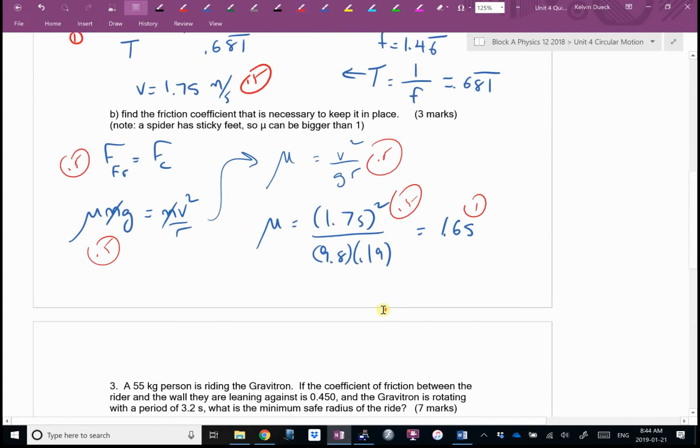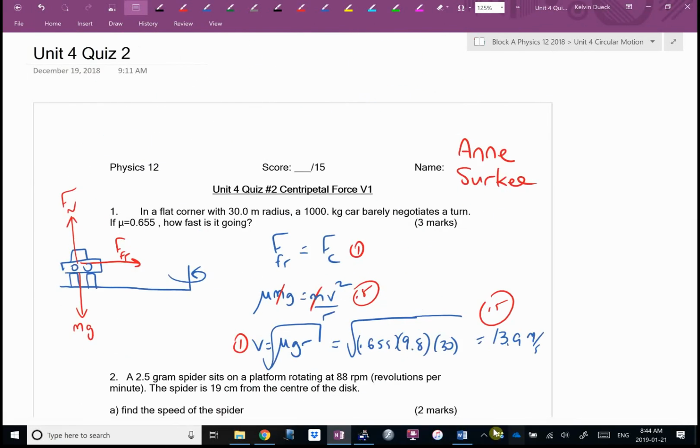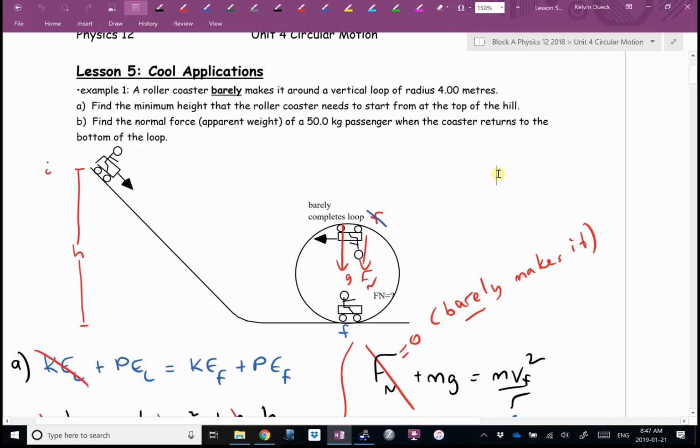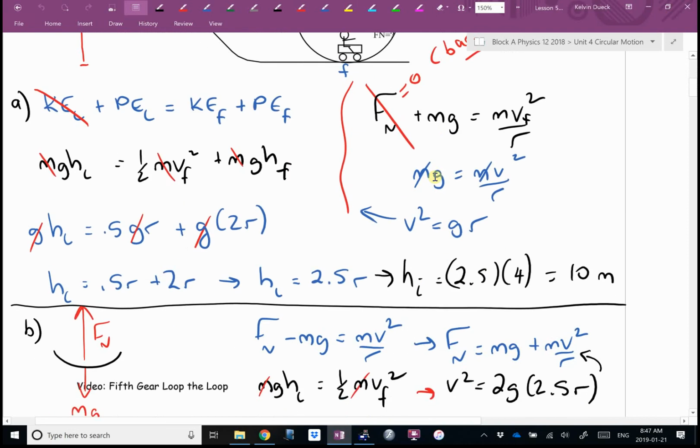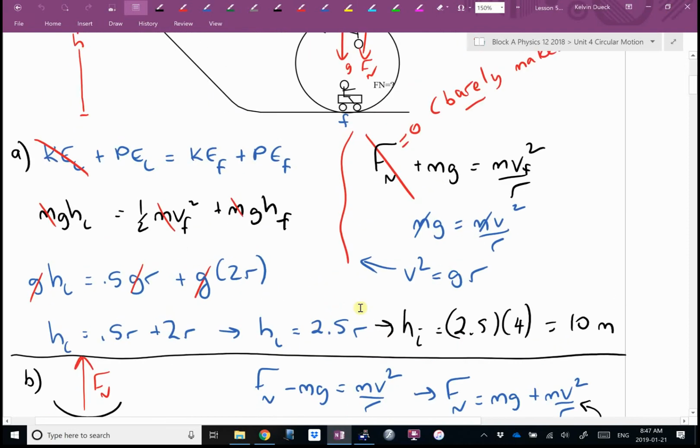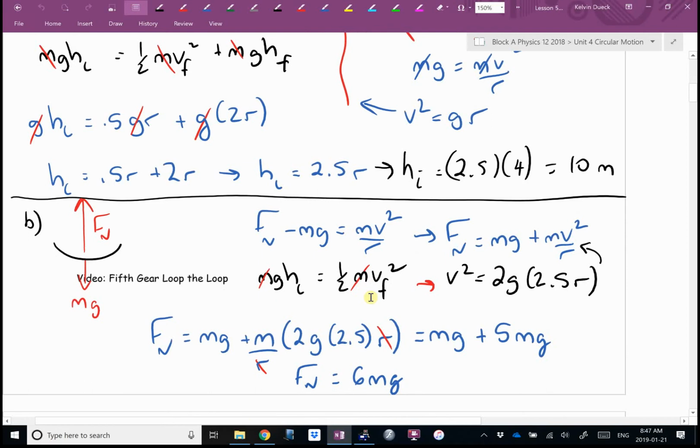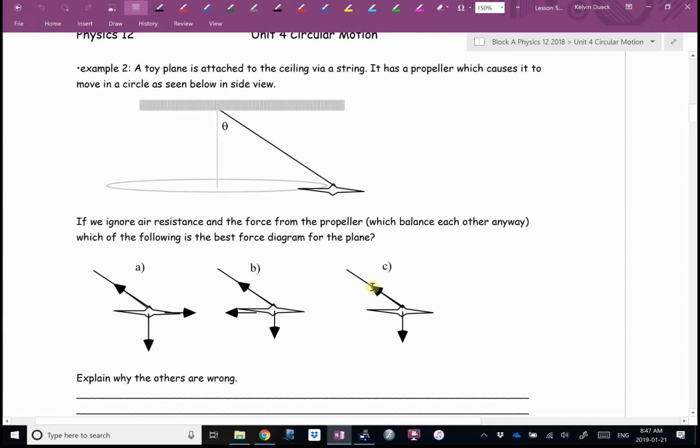Can you give yourself a lovely score, please, out of 15, my angels? So last day, we looked at this lovely roller coaster application where we ended up with 2.5 times the radius being the minimum height, and then we looked at the number of G's. I really like this question, but I'm not going to put this particular question on your test. I think it might be on your next quiz, but I don't think I'm going to put it on the test. It's just lengthy, but it's really cool. This will be on your test, though, example 2.